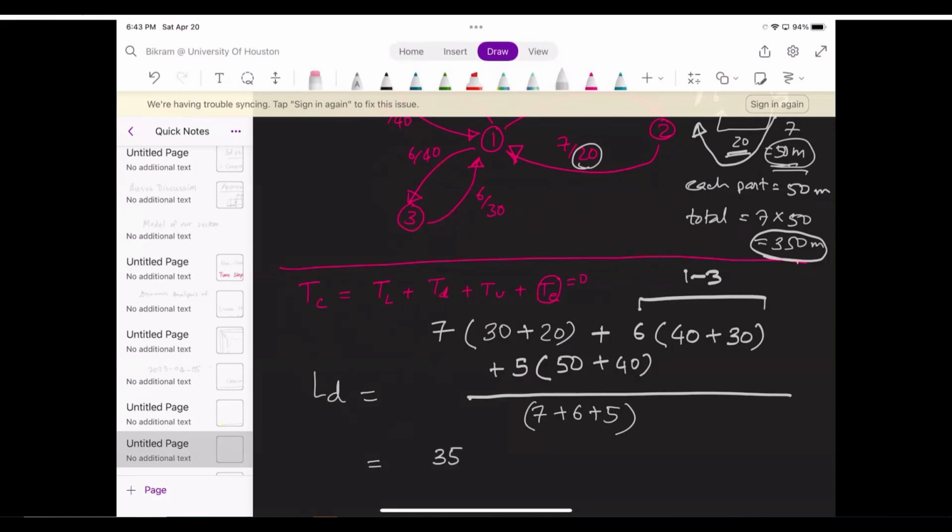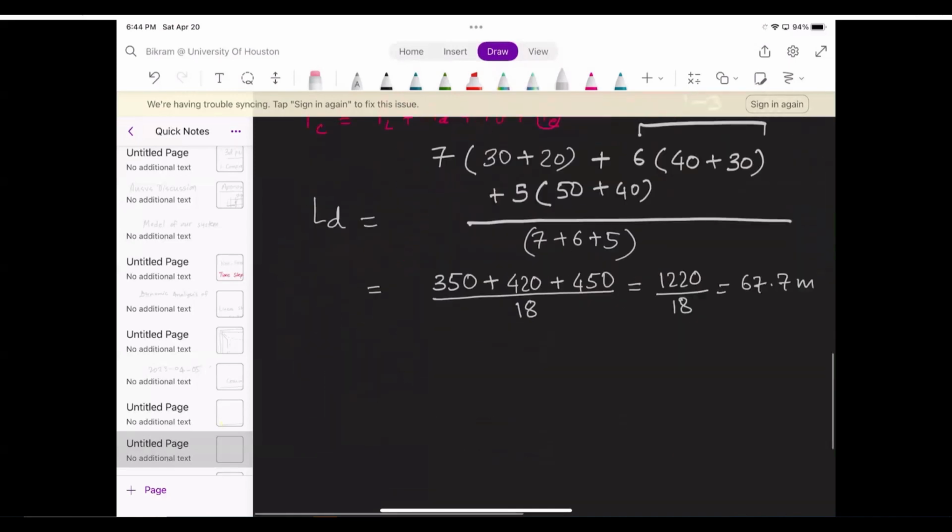So this first expression is 350. The other one is 40 plus 30, 70, times 6 is 420. Plus 50 plus 40 is 90, times 5 is 450. Divided by 7 plus 6 plus 5, which is 18. So 350 plus 420 plus 450 is 1220. 1220 divided by 18 gives us 67.7 meters. So this is the average distance per part.